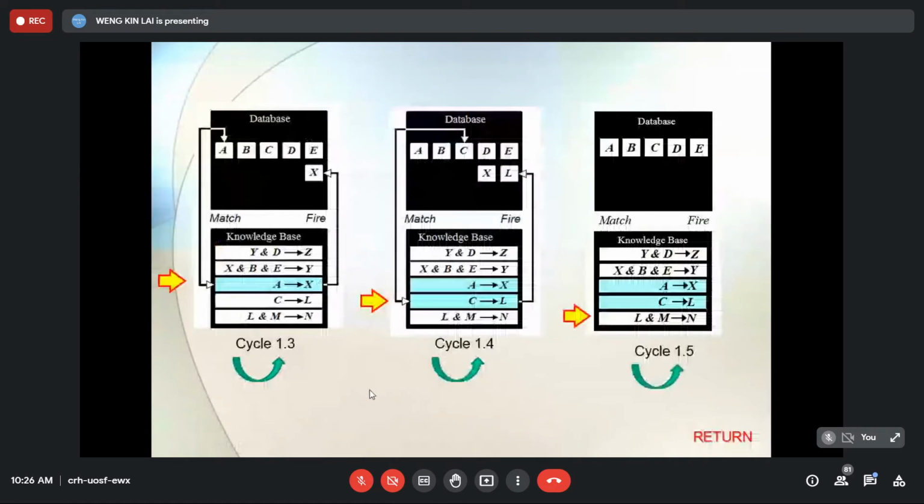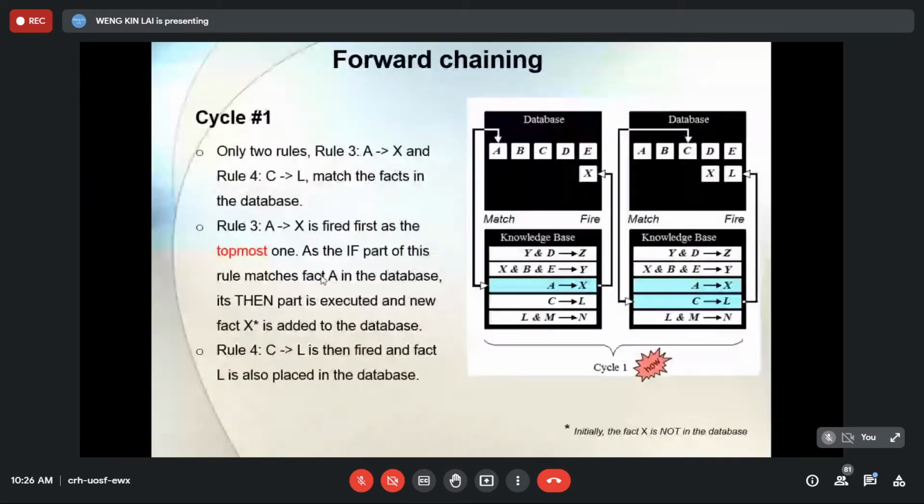Okay, now let's describe this cycle one. In your cycle one, only two rules, rule 3 and rule 4, match the facts in your database. This is your database consisting of A, B, C, D, E. What does it mean? It means that these are the inputs that you see, either from the sensors or something else. So you have basically this database consisting of these inputs, A, B, C, D, E is true.